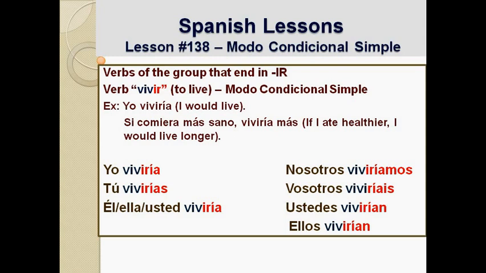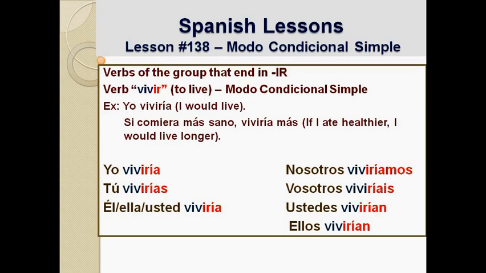So you can practice with any other regular verb in Spanish, okay? You would just replace the root of this verb, right? In this case, vivir, viv, and you will replace it with the root of any other verb you want to conjugate. And with this same ending, you would be conjugating any regular verb in Spanish, okay?